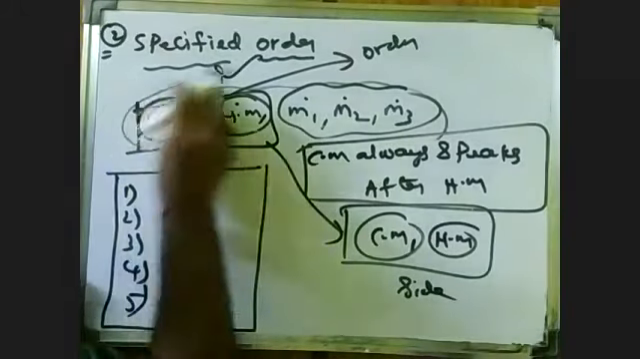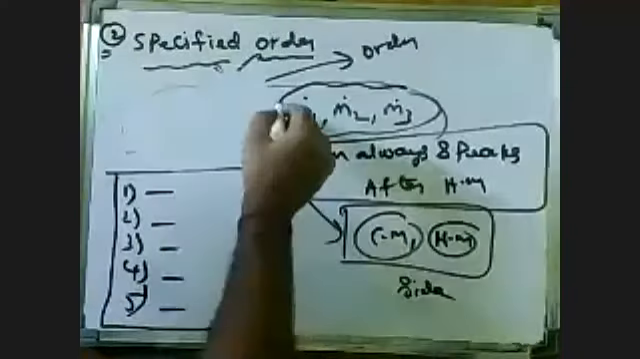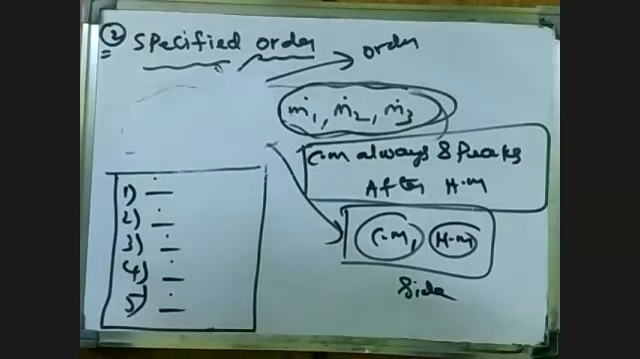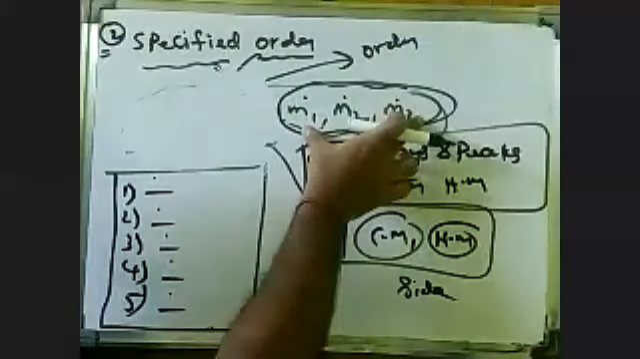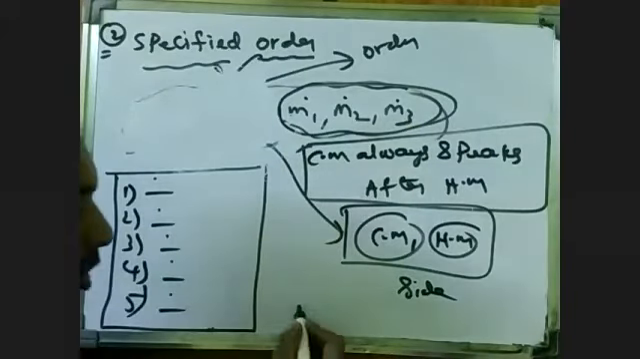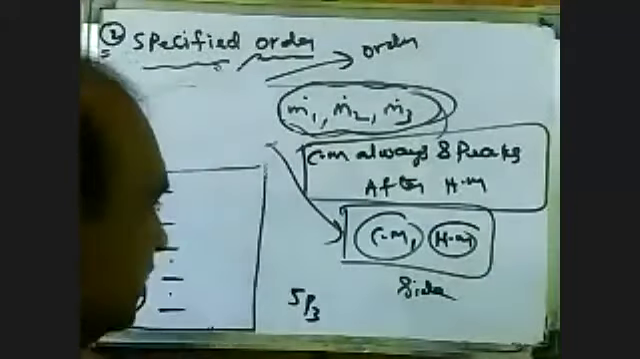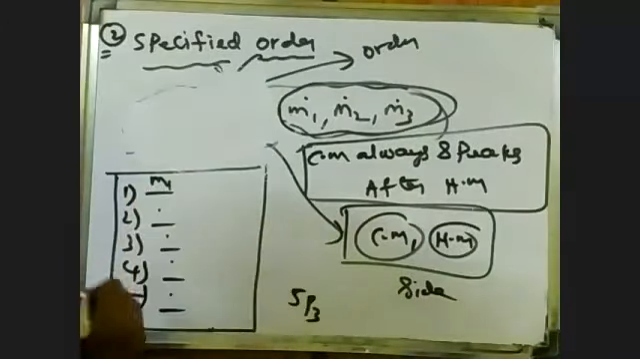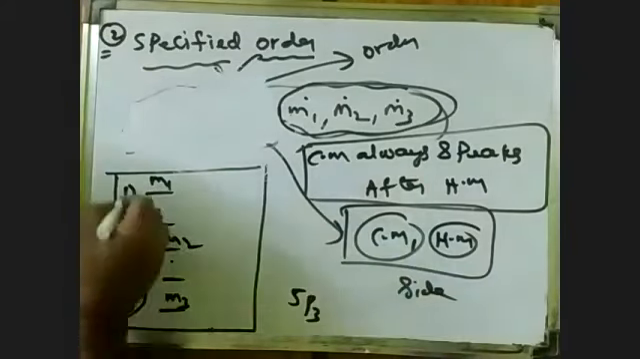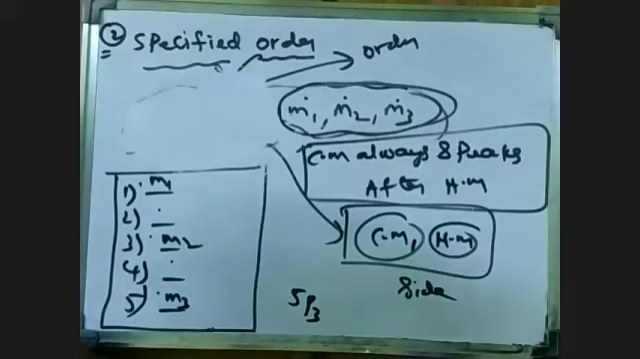Now, how many ministers are there here? Cabinet ministers are 3. How many places you have? 5 places, 5P3. First, these 3 ministers should be placed in any one of these 5 places in how many ways? 5P3 ways. I can arrange them in 5P3 ways. Suppose minister M1 here, M2, M3. Let me explain.